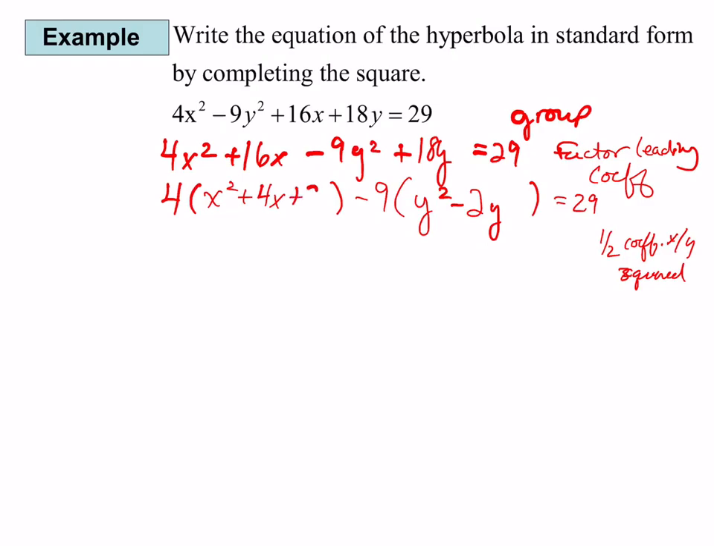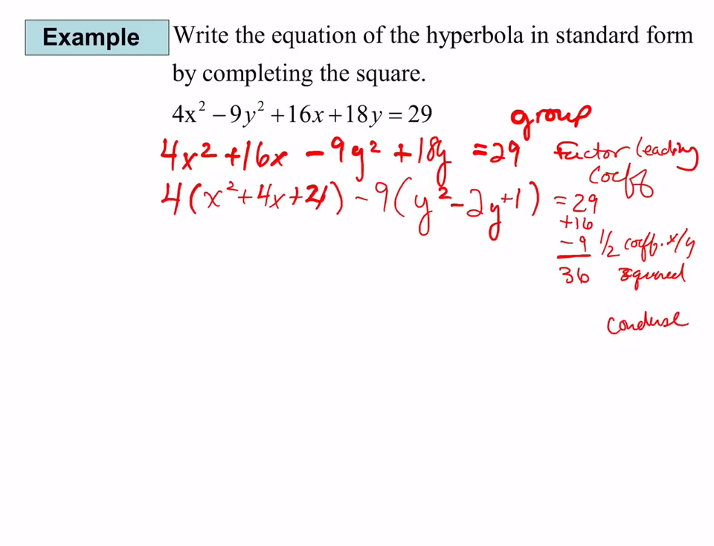So we've got half of 4 is 2, squared is 4. And half of 2 is 1, squared is 1. But remember on this side, you're not adding 4 and 1. You're doing the multiple. So 4 times 4 is 16, and -9 times 1 is minus 9, to get a total of 36.